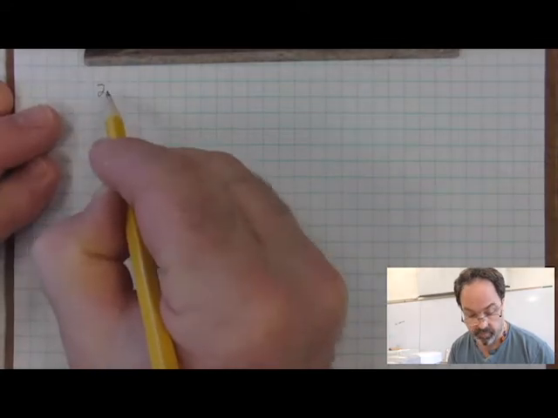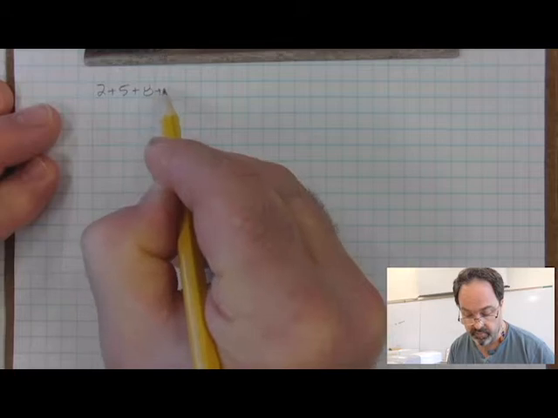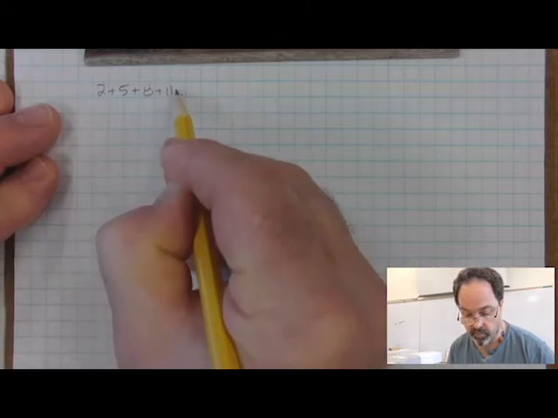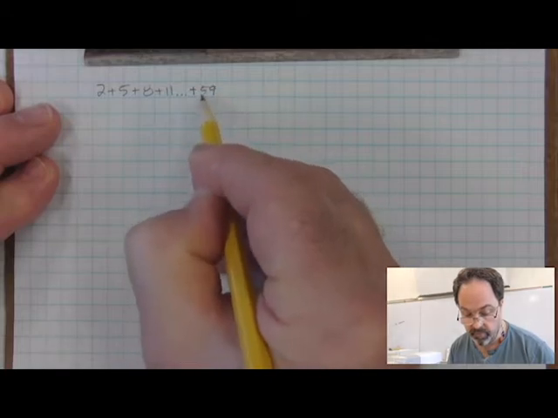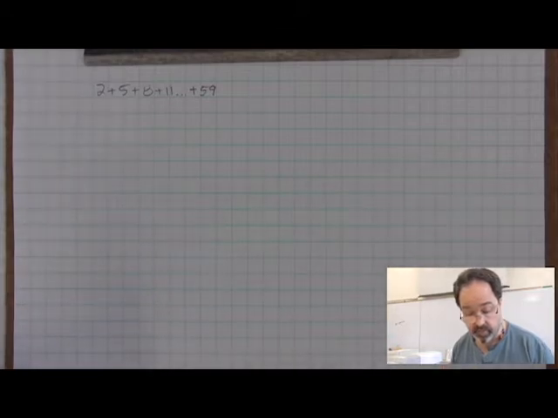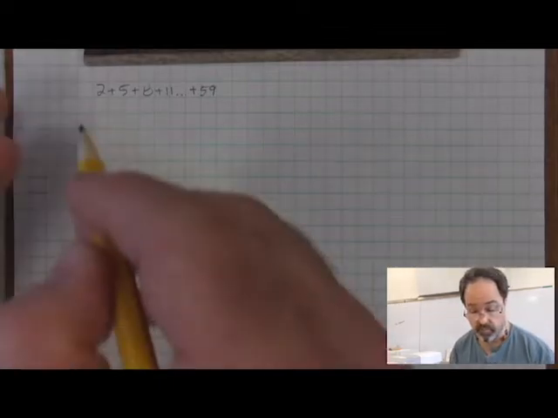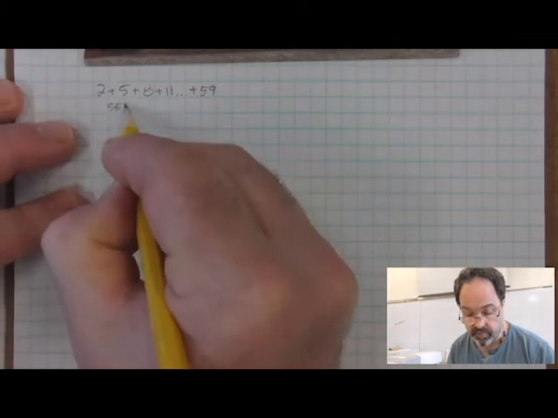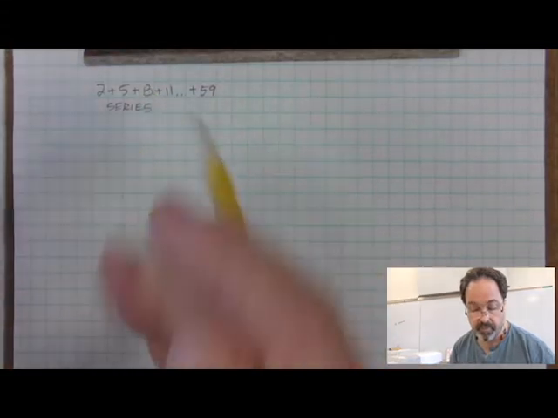I'm going to start with something that we're going to analyze. 2 plus 5 plus 8 plus 11, which continues a pattern until we end with plus 59. What is this? It's a sequence of numbers, 2, 5, 8, 11. It doesn't go on forever. It ends with 59. But we're not just listing the numbers, we're adding them together. So we can call this a series. It's the sum of a sequence. This sequence of numbers has a pattern.